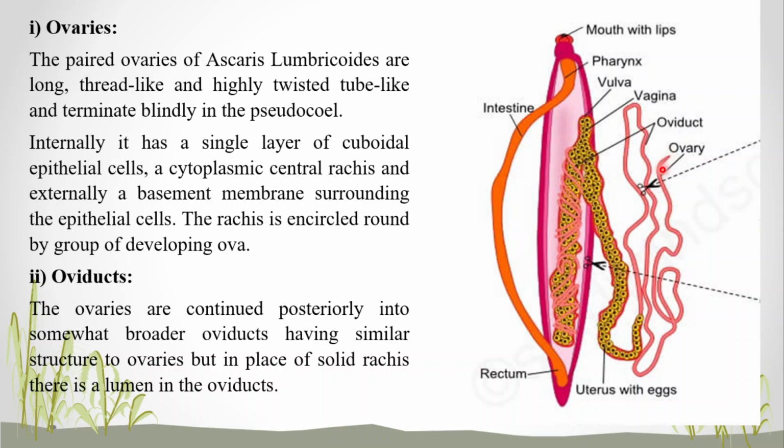Now the second part of the female reproductive organ is the oviduct. Ovaries are continued posteriorly into somewhat broader oviducts having a similar structure to ovaries, but in place of a solid rachis there is a lumen in the oviducts. In the oviduct, the lumen is present in which the mature eggs synthesized in the ovaries are propelled out in the forward direction. So this is all about the ovaries and oviducts.